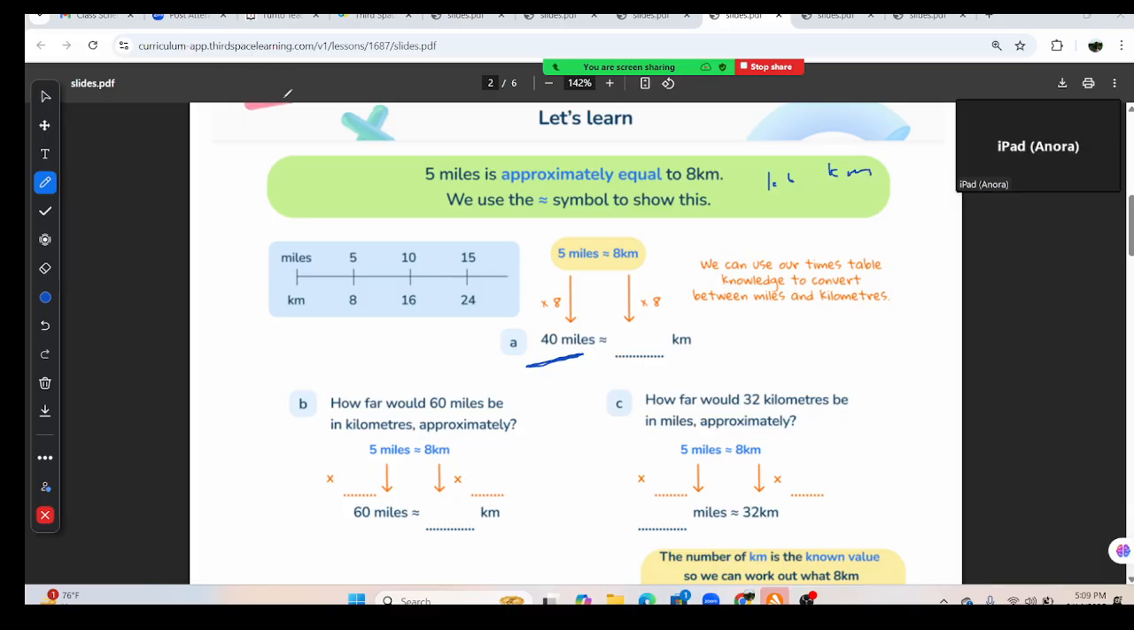Why? Because 1 mile is equal to 1.6 kilometer, right? So how many kilometers would be there in 40 miles? So just do 40 times this. Like try this one. 60 miles is equal to how many kilometers? You have to multiply it with this.